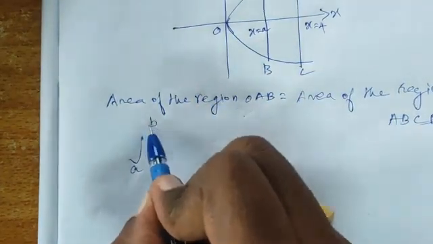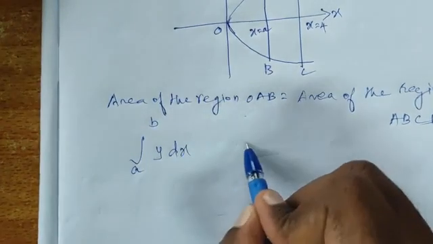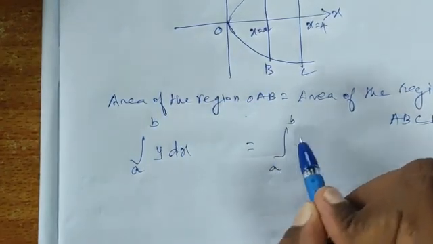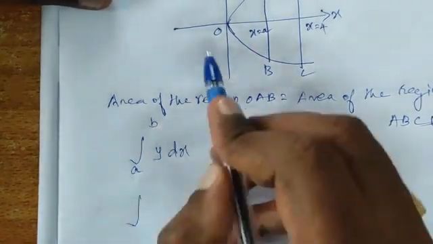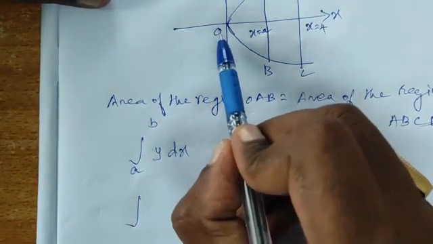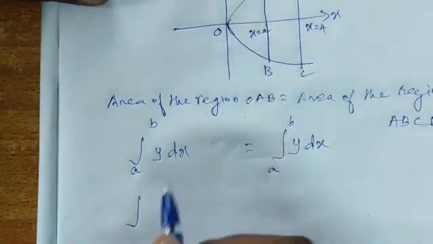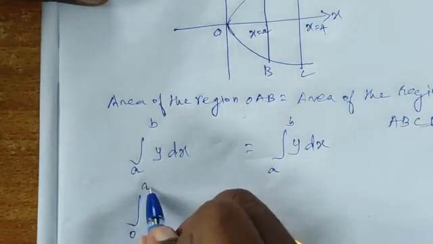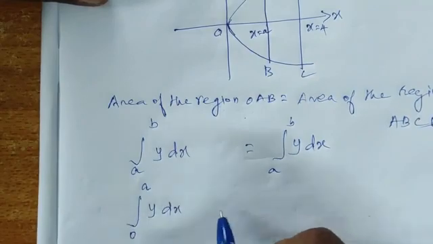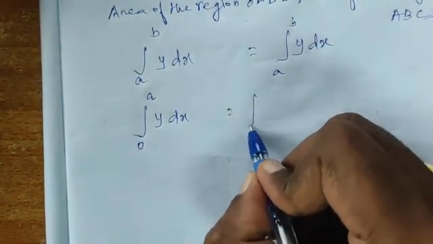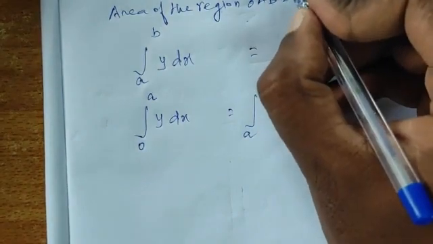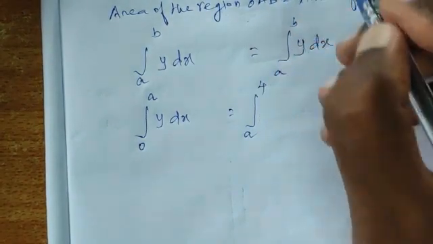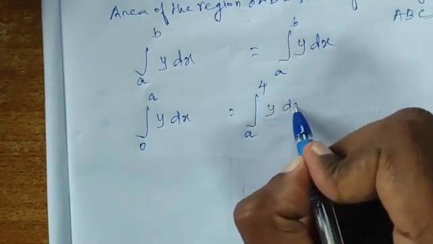So the area of the region OAB is the integral of y dx. First we can write the formula. So integration with limits from 0 to a of y dx is equal to integration from a to 4 of y dx. This is the area ranging from a to 4.